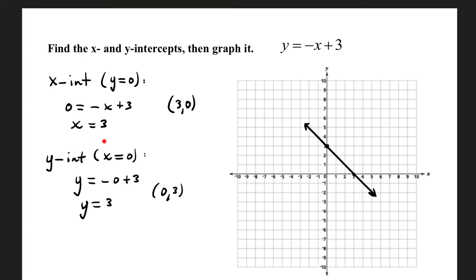Your y-intercept occurs when x is 0. Anywhere on the y-axis, x is 0. Y equals, and I'm going back to the original equation, y equals negative 0 plus 3, which is 3. And that's our y-intercept. If you connect your intercepts, then you've graphed your line successfully. It's just a different method than slope-intercept.